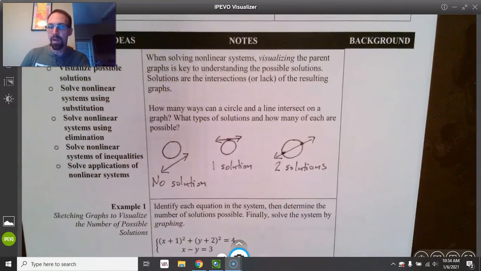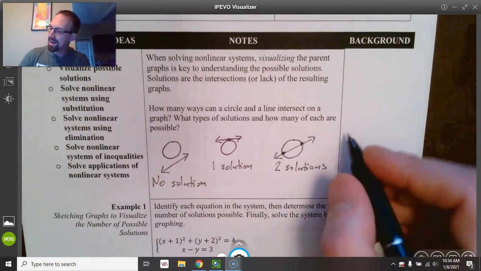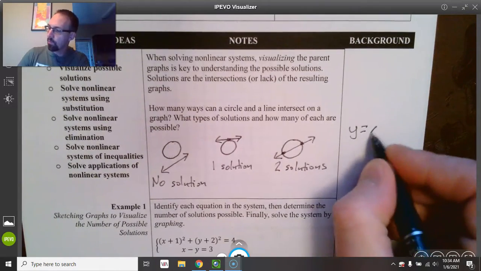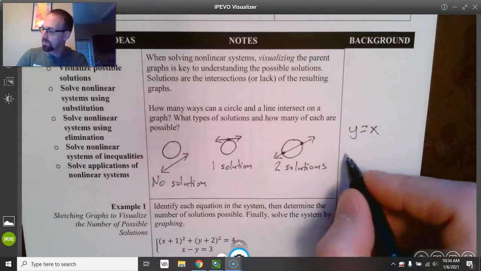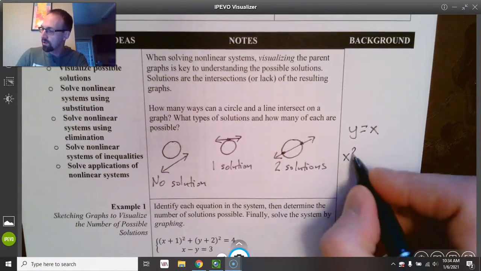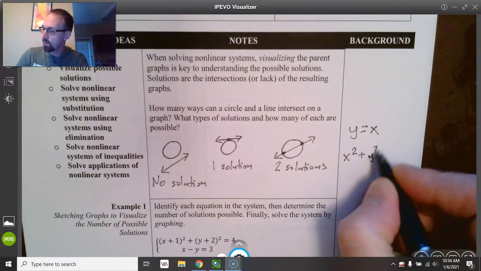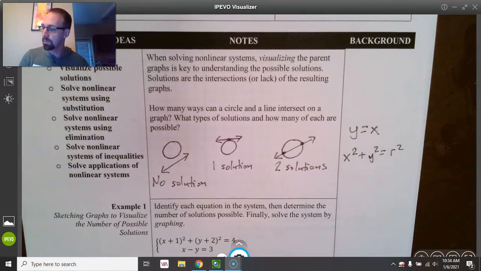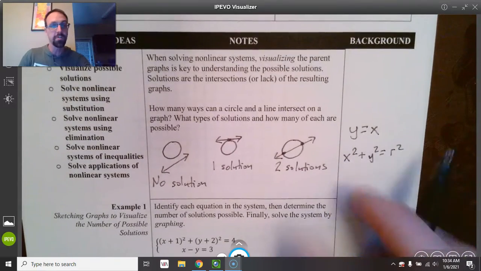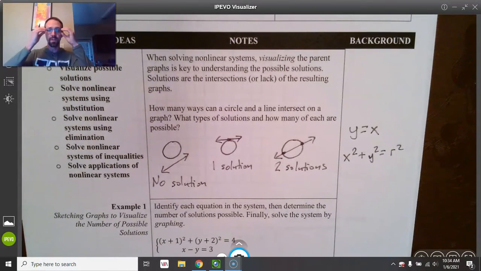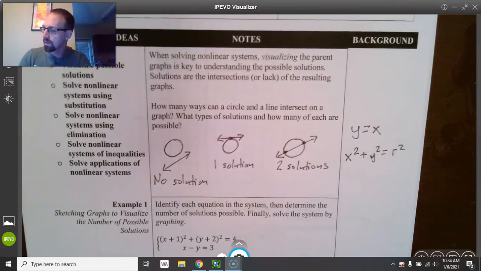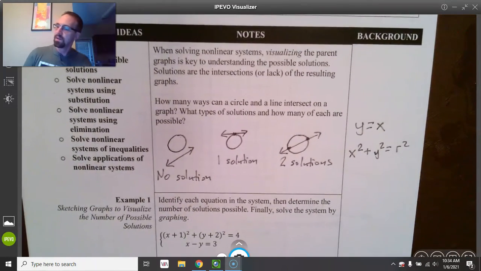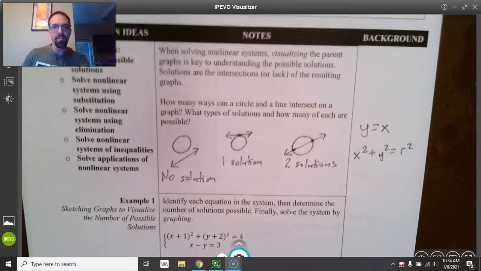Go back for a bit. Think about the equations of these. For a line, you have y equals x as the parent function. And then for a circle, you have x squared plus y squared equals r squared. Notice the degree or power of these. The degree or power of the largest one is 2, so you're going to have up to 2 solutions. Remember, you can't have more solutions than the degree or power of a particular equation. So with that under our belt, let's go into example 1.